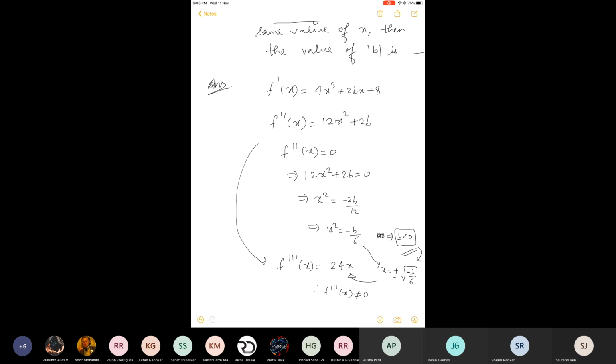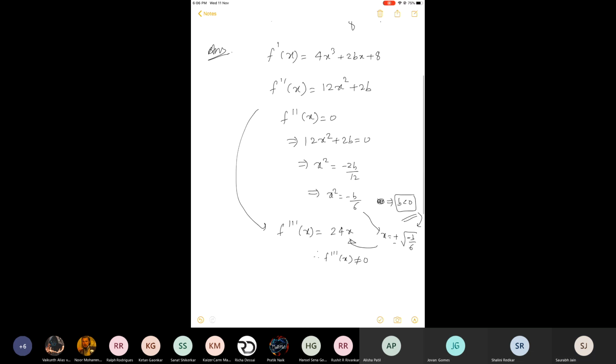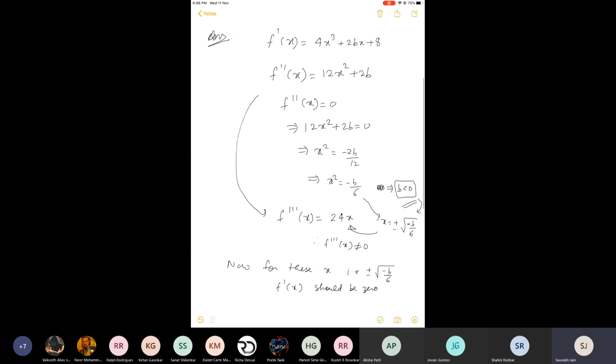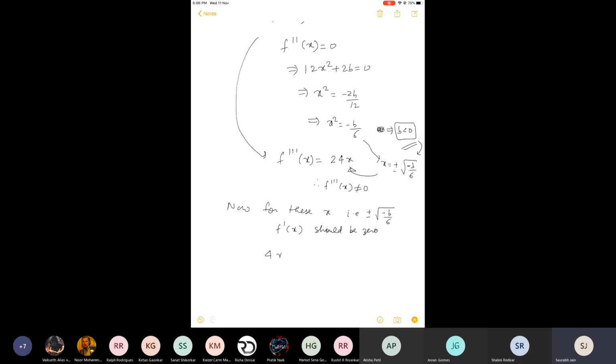Now, what else is remaining? Now for these x, that is plus minus under root minus b by 6, f dash x should be 0, horizontal tangent, and at the same value of x, where point of inflection is coming. So let us go back to the expression of f dash x and put it equal to 0 at these values of x. So what is the expression? Expression is 4x cube plus 2bx plus 8 equals 0.